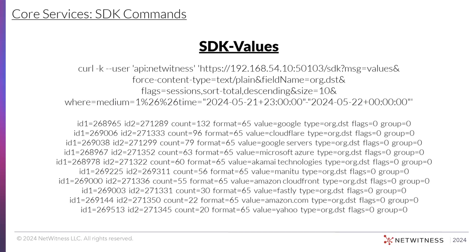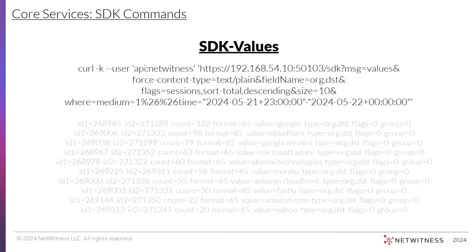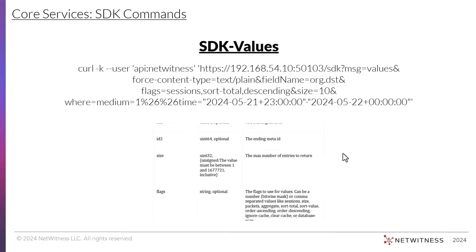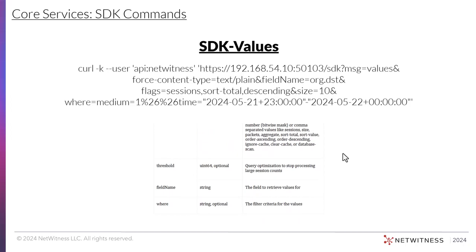In this example, we've said that we want to see data in the plain text format. We're aggregating and sorting by session count. We want to see a max of 10 entries returned, and we see that we are looking for values in the org.dst meta key. We also have a where clause in the same format that we used for SDK query. If you look through the documentation on this call, one parameter that you might be tempted to use is the threshold parameter.